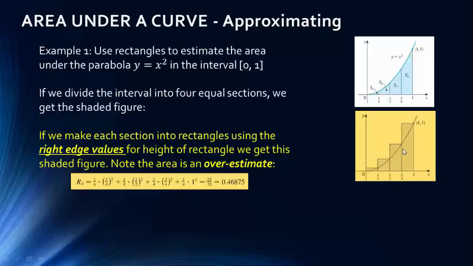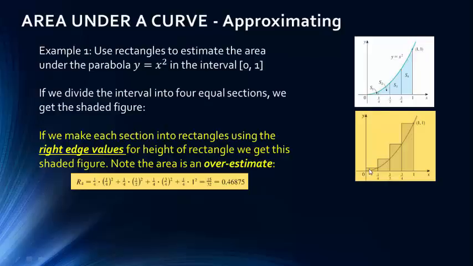Now we have rectangles that are really easy to calculate. The width of each rectangle is 1/4, because they're all the same; we divided this length into 4 sections. The height of each rectangle is easy to find, because if we know x, we just plug it into the function, since y equals x squared.